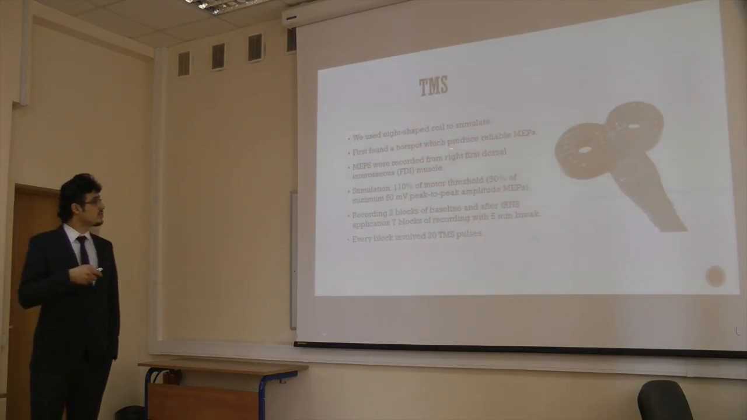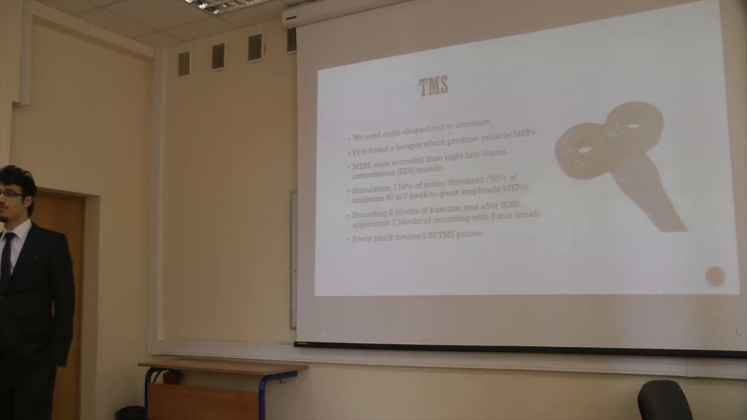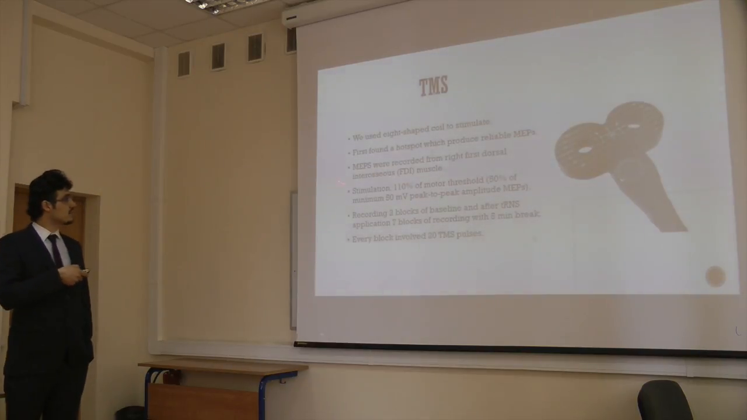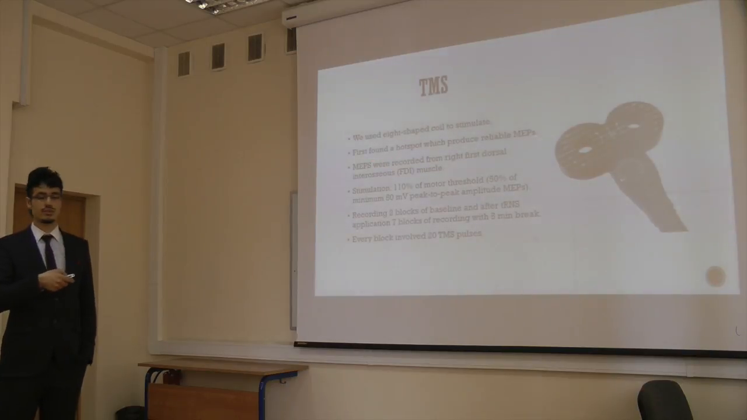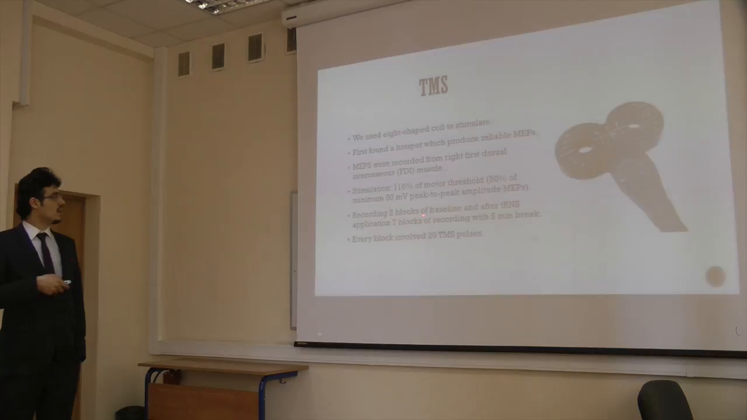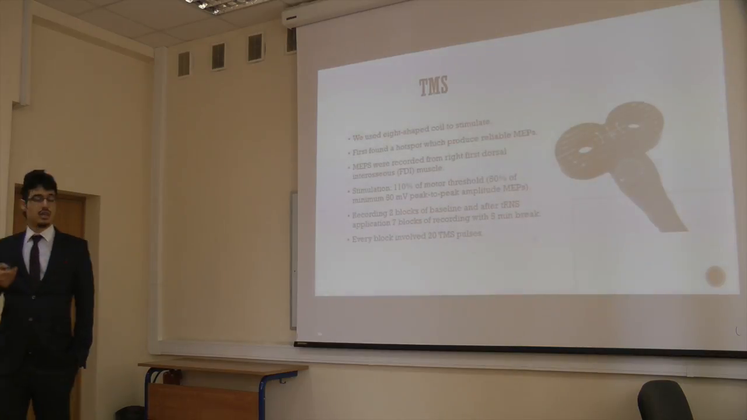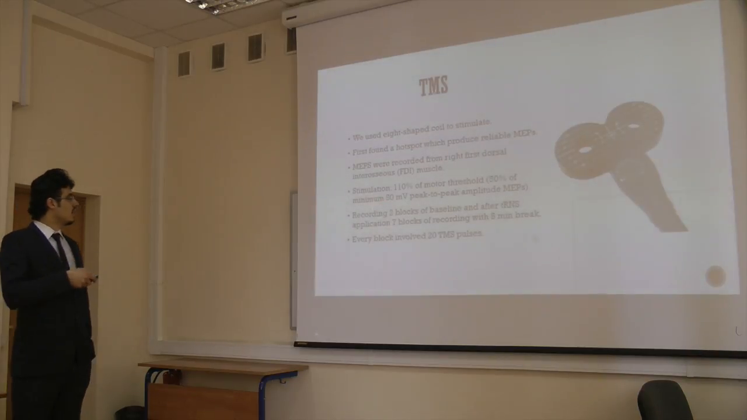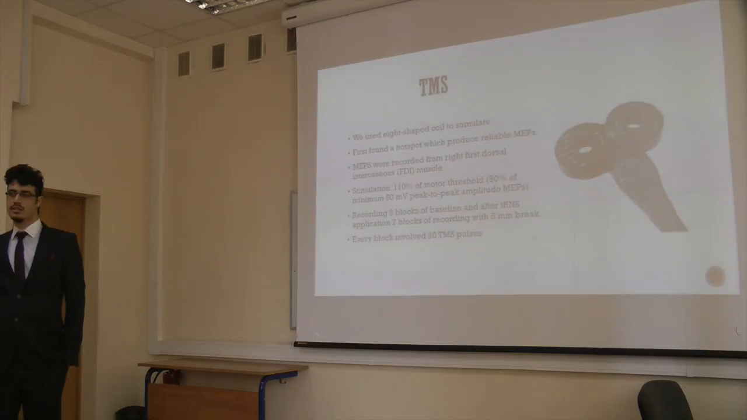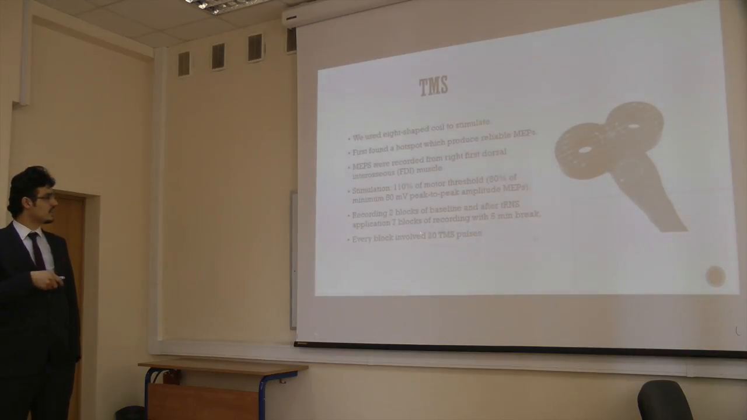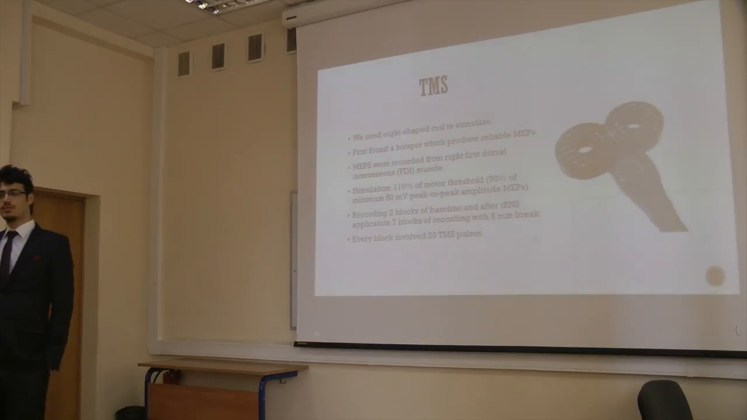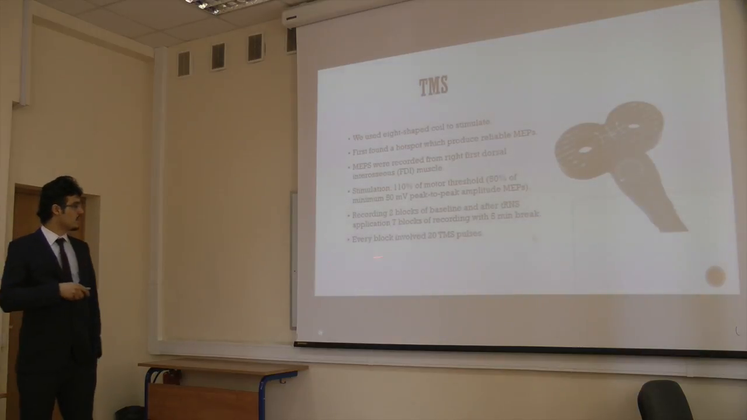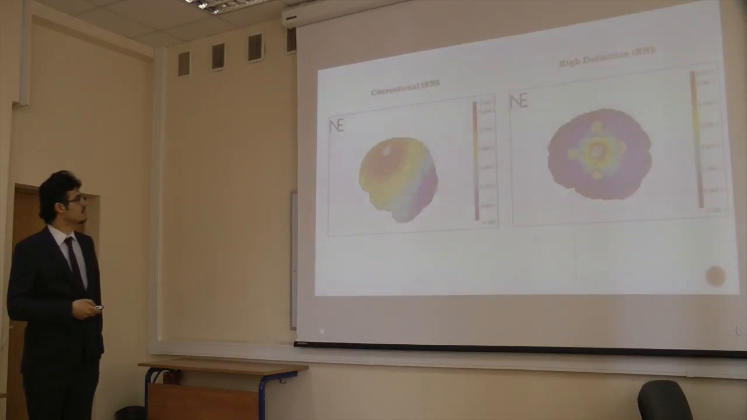So we used an 8-shaped coil to stimulate, and when we conducted the experiment, we first found the hotspot which produces reliable MEPs. MEPs were recorded from the right first dorsal interosseous muscle, and we first found the motor thresholds, and then we stimulated at 110% of these motor thresholds. As I said, we recorded 2 blocks of baseline, 10 minutes of TRNS and 7 blocks of after effects with 5 minutes break, and every block involved 20 TMS pulses.